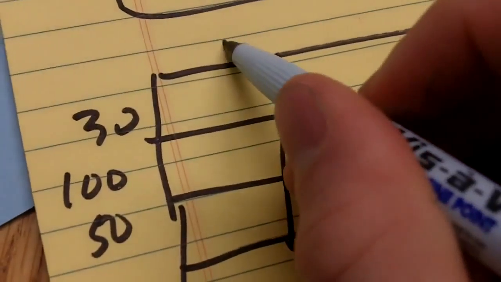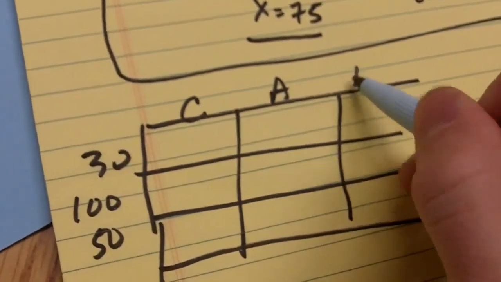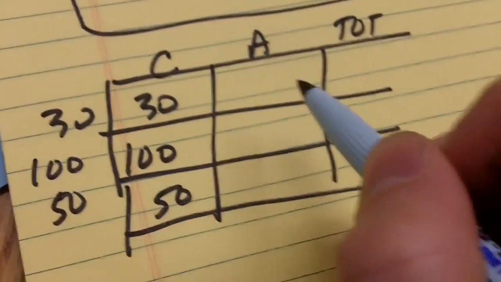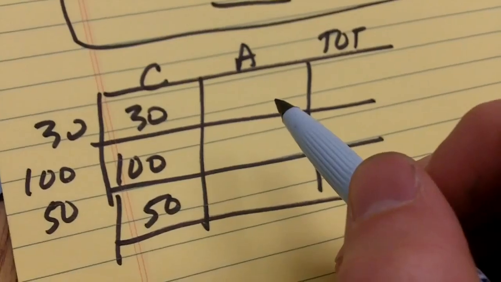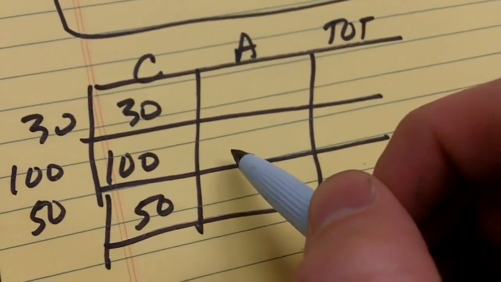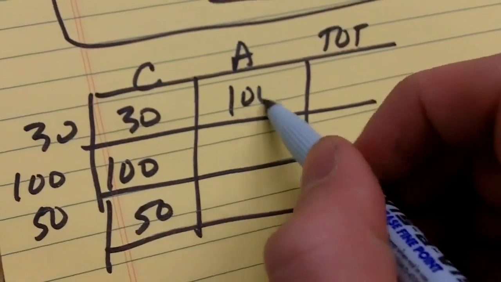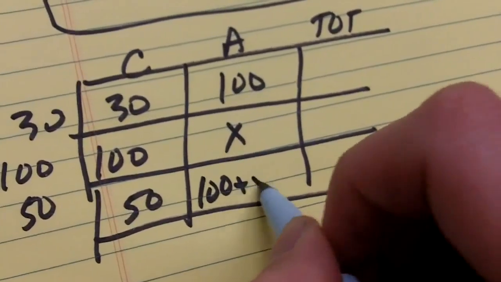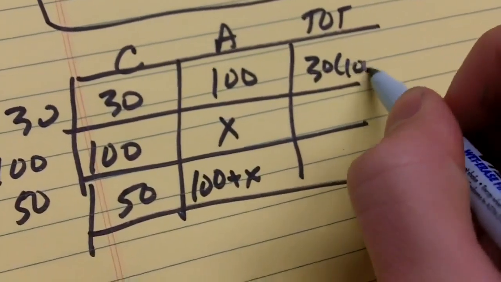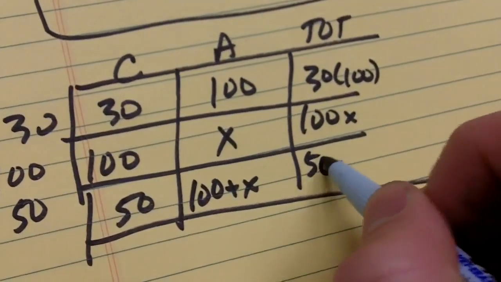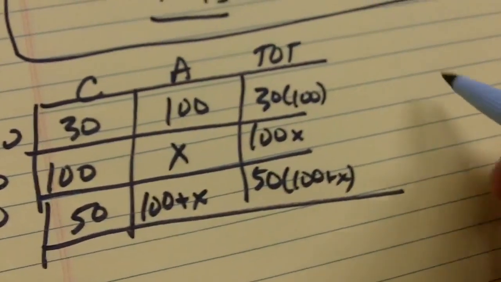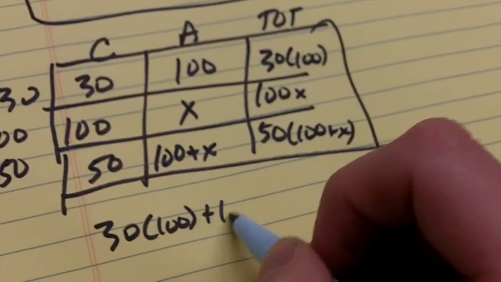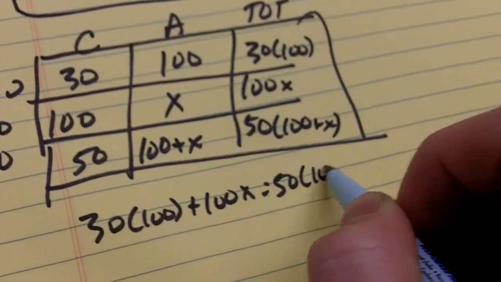We can talk about the concentrations of each one, the amounts of each one, and the totals. Concentration is 30%, 100%, 50%. The amount of each one: it tells us we have 100 milliliters of 30% acid. I don't know this one, so I'll make it x, and 100 plus x would give me this last number. Totals: 30 times 100, 100 times x, 50 times 100 plus x. Go ahead and solve. Write the equation: 30 times 100 plus 100x equals 50 times 100 plus x.